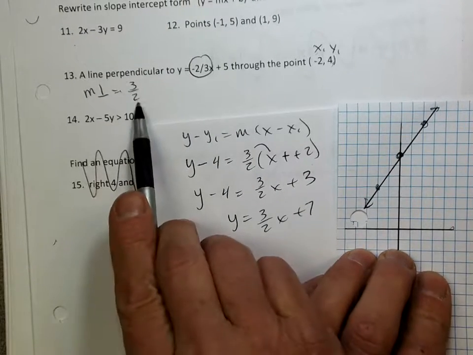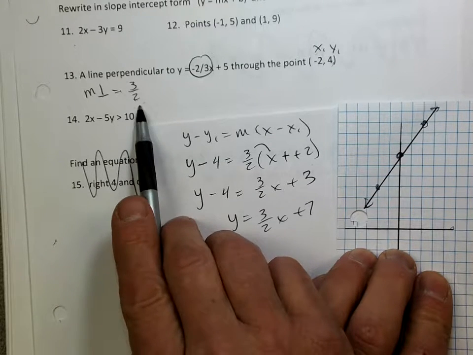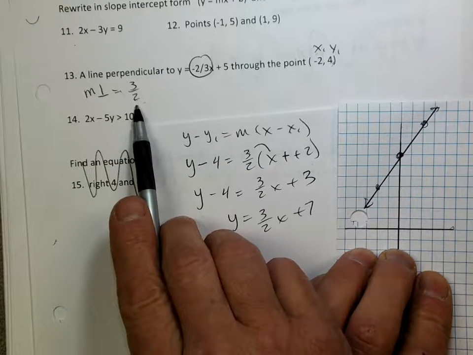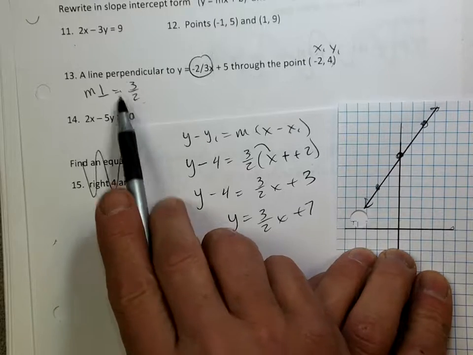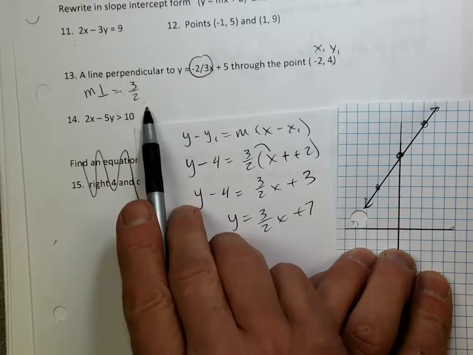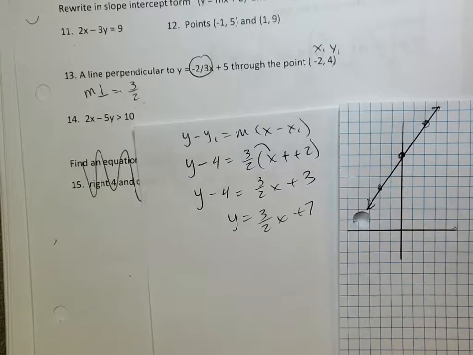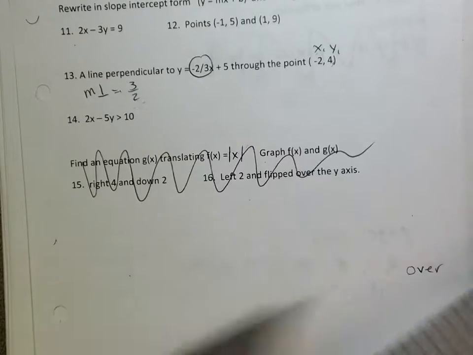So, perpendicular, change the slope, right? Perpendicular, change the slope. One more time. Flip it and change the sign. Okay, good.